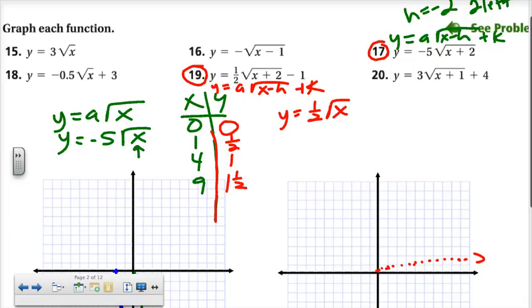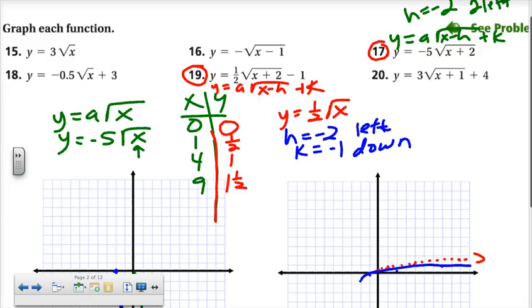And now on this one we have both an h and a k, where h is negative 2, so that again is going to take us to the left. And our k value is negative 1, so we're going to go 1 unit down. So to the left and 1 down for each of the points that we just used. And that one is solid. So there's the graphing that you needed.